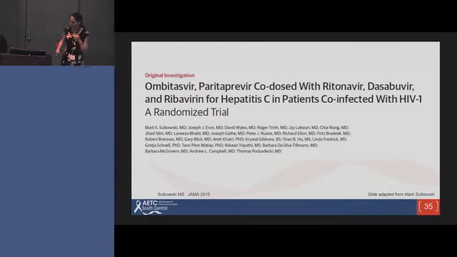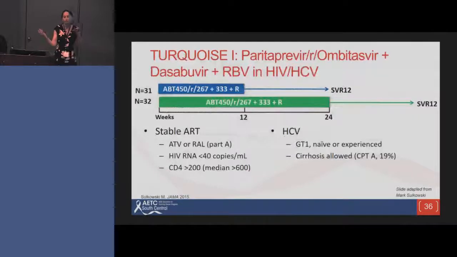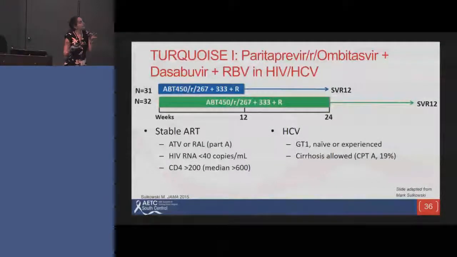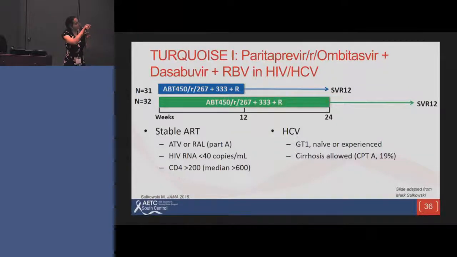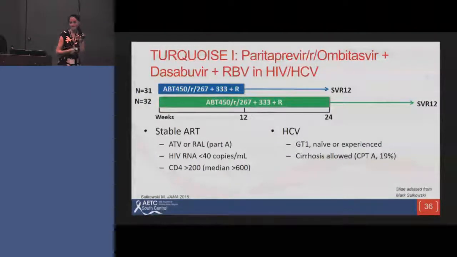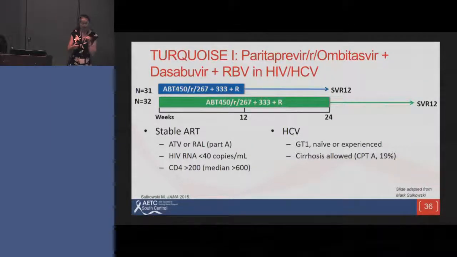This is a study in HIV co-infected people, and it's called Turquoise. Why Turquoise? I have no idea. But it's called Turquoise, Turquoise 1. There's a Turquoise 2 as well. I think there's also a Turquoise 4. In any case, this is the abbreviation they use for the drug. They randomize people to 12 weeks or 24 weeks of treatment. They could be on atazanavir or raltegravir, had to have suppressed HIV RNA levels, a little higher CD4 count, over 200, and they did allow people with cirrhosis to enroll.